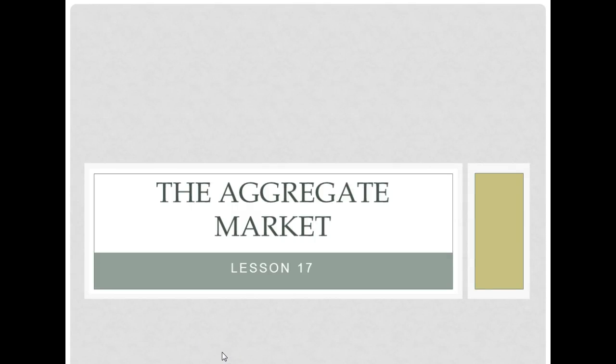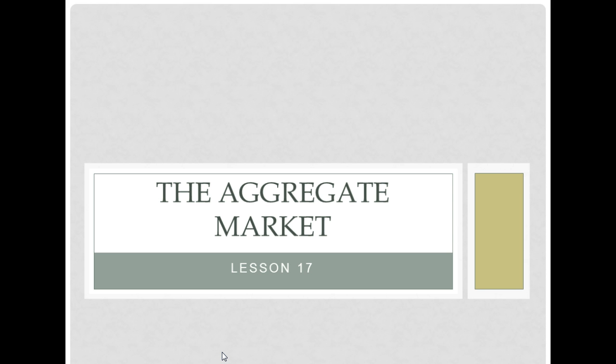Okay, lesson 17 is all about something called the aggregate market. And this is sort of now the heart of macroeconomics. We're going to begin taking all the pieces and parts that we've learned and begin to put them together. And remember that our objective is to eliminate, to the extent possible, inflation and unemployment. But to understand how we do that, we sort of need a roadmap. And the aggregate market is going to be our roadmap for the rest of the semester.